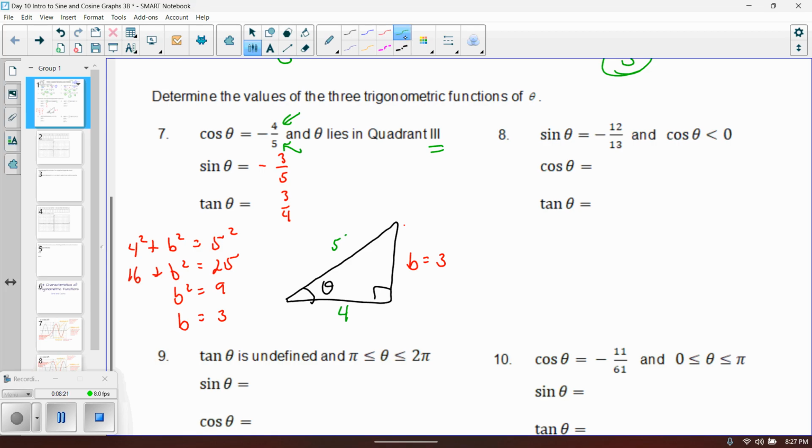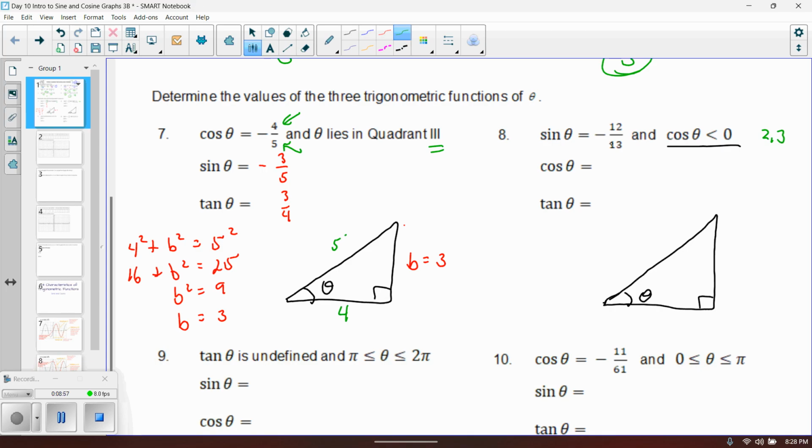So number 8, once again, we'll draw ourselves a nice little right triangle. Put theta in here. And this time they tell us the sine is negative 12 over 13. And they tell us that cosine is less than 0. Okay, well that puts us in a couple of different places. So we need to figure out the quadrant here because they don't just flat out tell us what quadrant it's in. If cosine is less than 0, according to ASTC, that means it's got to be in either 2 or 3 because cosine is positive in 1 and 4.